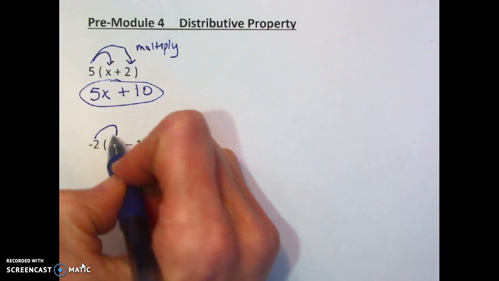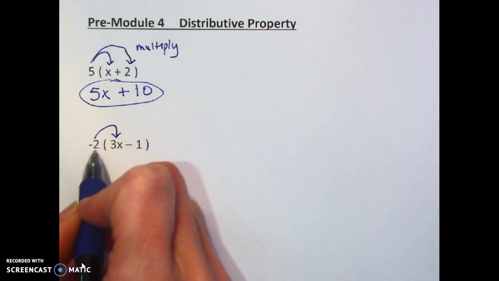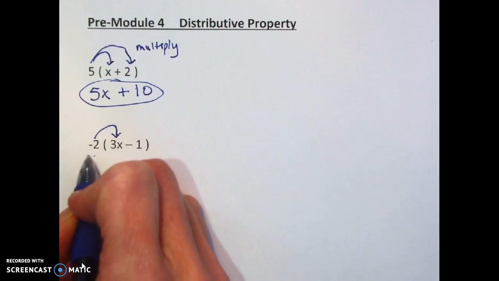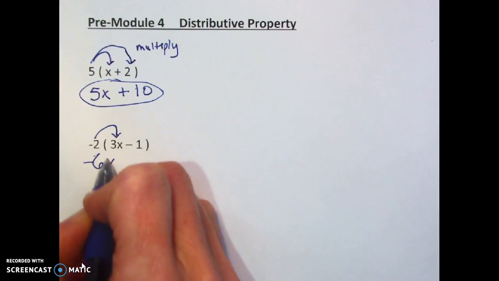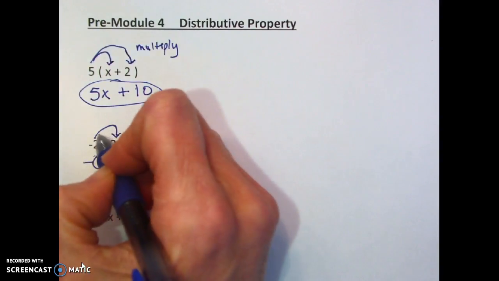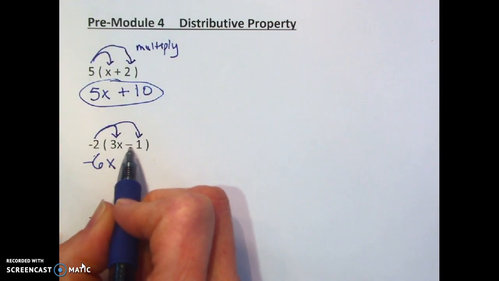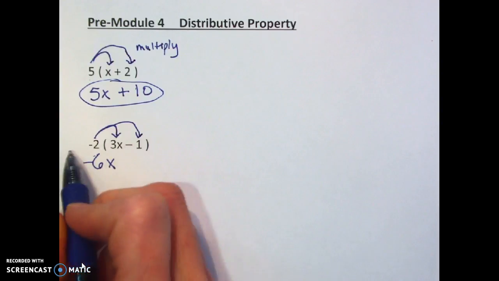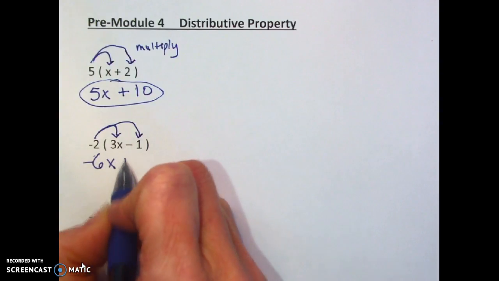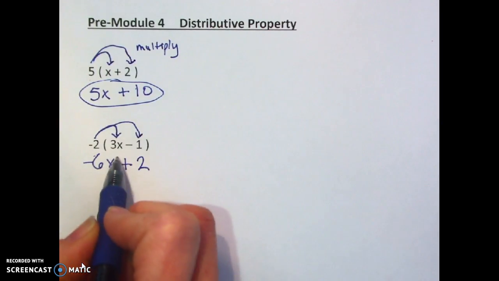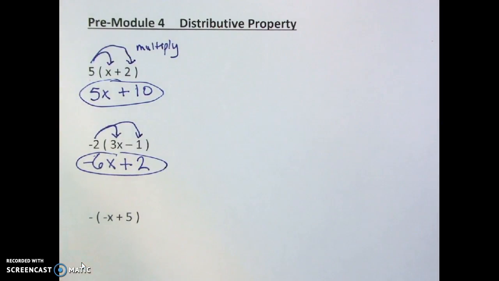Negative 2 distributed to 3x. Negative 2 times 3x. We do not need like terms to multiply, only to add, so we can multiply these. That will give us a negative 6x. And then negative 2 distributed to the 1, but we have to be careful, this is also a minus sign, so negative here and negative here is going to make that positive. 2 times 1 is 2. That's what we get for that one.